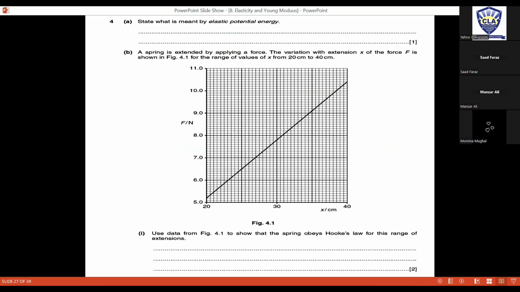Okay, we have again the definition of elastic potential energy. It is the energy possessed by a body due to its state of deformation, compression, or extension. Interestingly, we have a graph of a straight line of F and x. But how do we know that it obeys Hooke's law? If it obeys Hooke's law, it must pass through the origin. But we can't see the origin here.